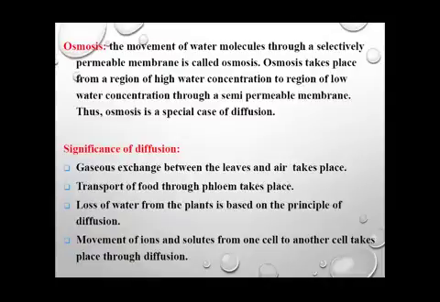In plants, transport of food through phloem also takes place with the help of diffusion. As you all are aware, phloem transports the food material in the plants. Then loss of water from the plants, that is transpiration, is also based on the principle of diffusion. And the movement of ions and solutes from one cell to another also takes place through diffusion.